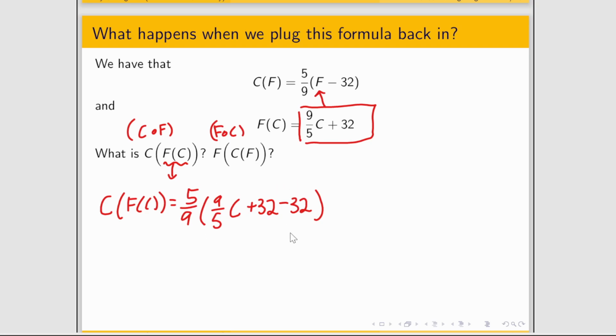And now let's go ahead and start to simplify this. So let's tackle any like terms inside the parentheses first. What do you notice are like terms? We have 32 minus 32. And what is 32 minus 32?